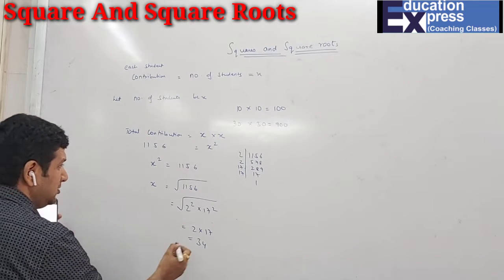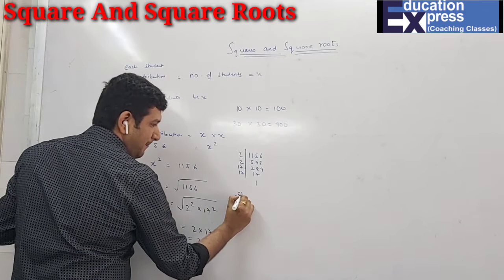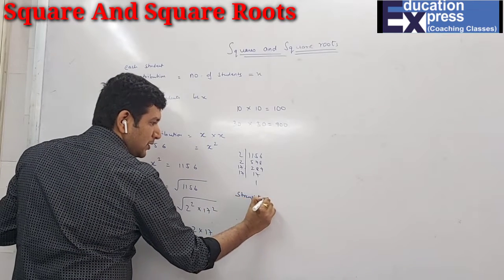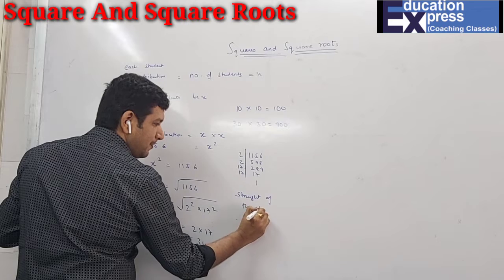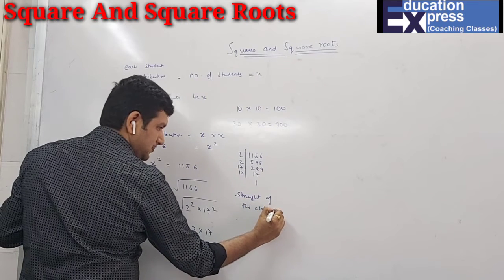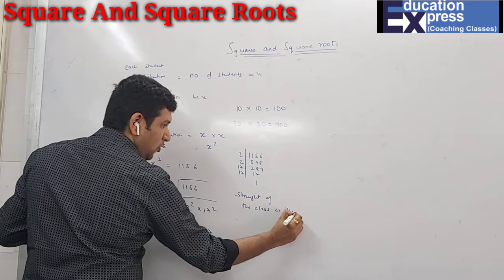Then the strength, the number of students, so you can say the strength of the class is 34 students.